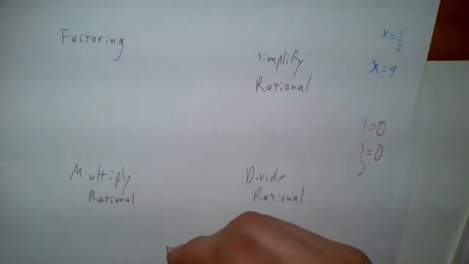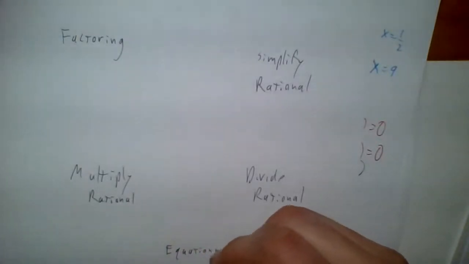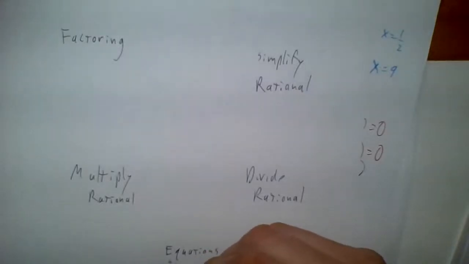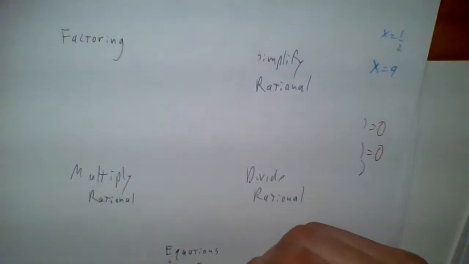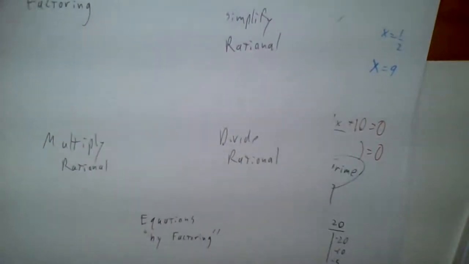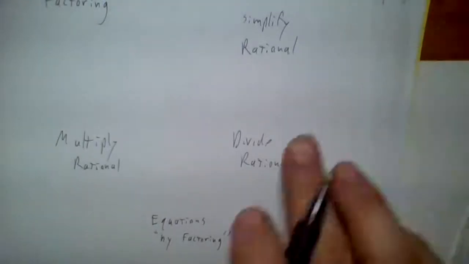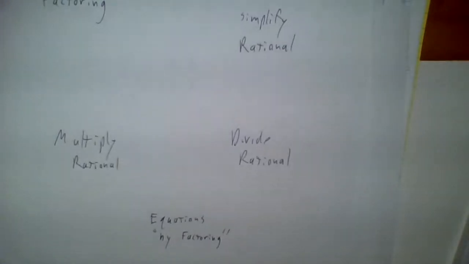And equations by factoring. Solving equations by factoring, which is code for the zero factor property. If you're going to solve it by factoring, that means you're going to use the zero factor property. That's the method, really. So everything should fit into one of those categories up there, your thought process.